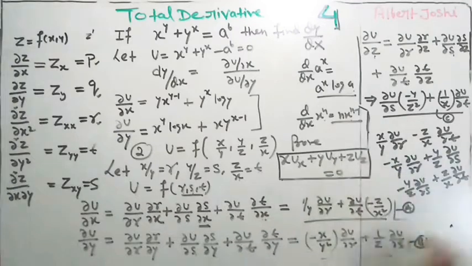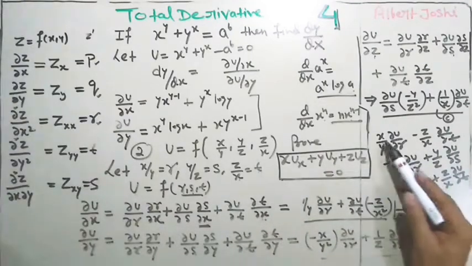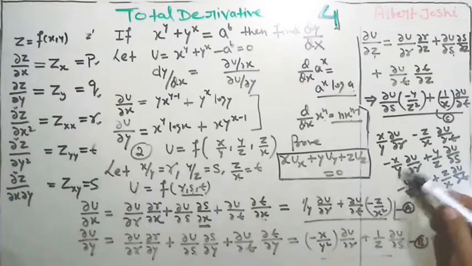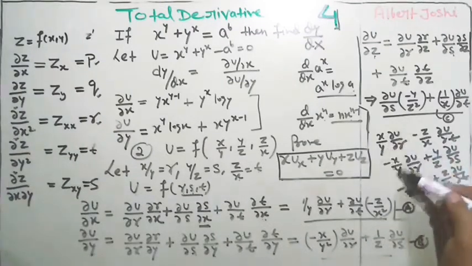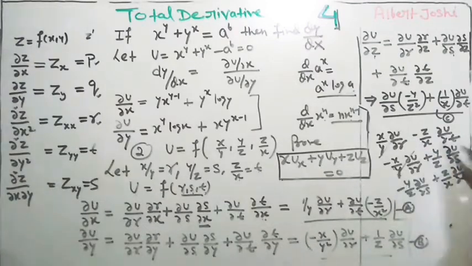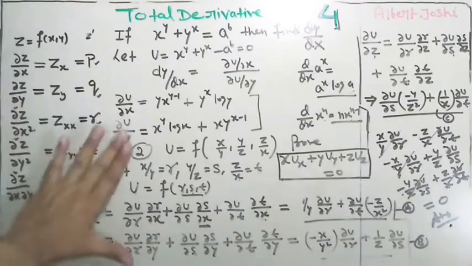Now you can see x upon y del u upon del r, and x upon y del u upon del r, one is minus and one is plus, so both cancel. Now z upon x del u upon del t, z upon x del u upon del t, one is negative and one is positive, both cancel. Now y upon z del u upon del s, y upon z del u upon del s, one is positive and one is negative, both cancel. It means that this is 0. This is the answer.